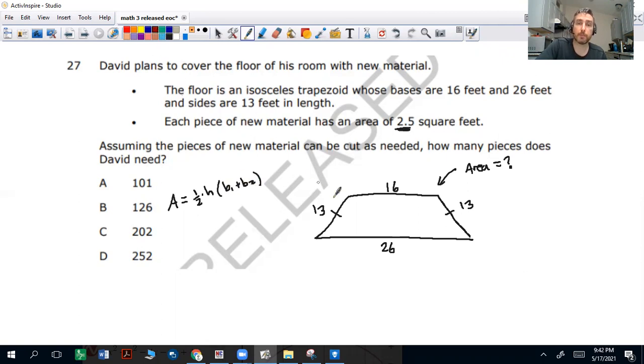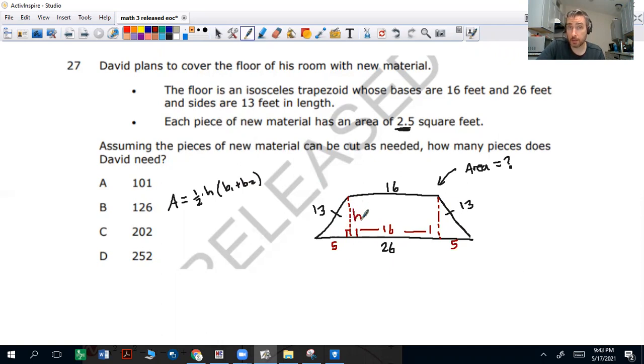Here's how you get the height. You're going to drop down an altitude. Now imagine this being 16. So what's left over to get to 26? Well, that's going to be 5 and 5. These have got to be the same. That's going to give you 10. 10 plus 16 is 26.